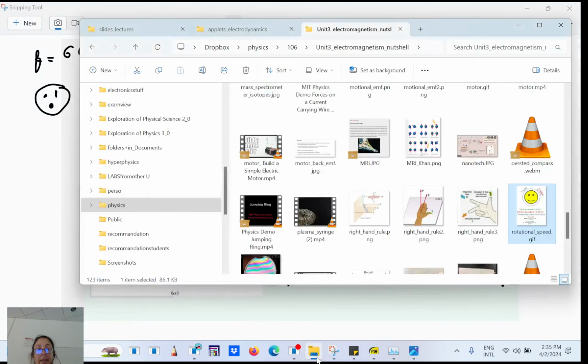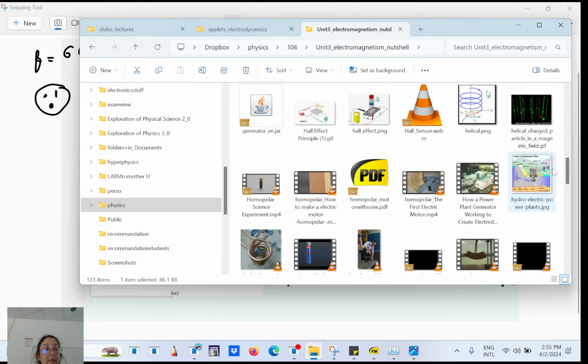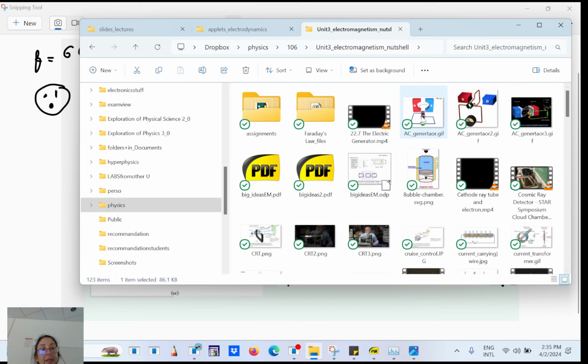Okay, so again, I can show you an app. I try to make it as easy as possible.